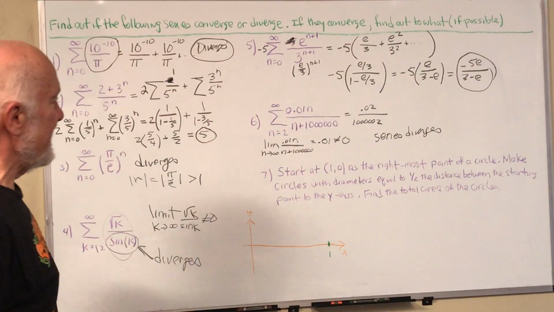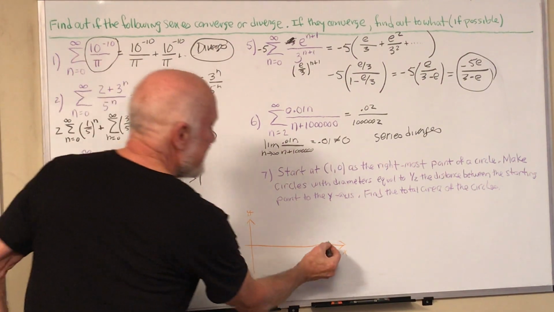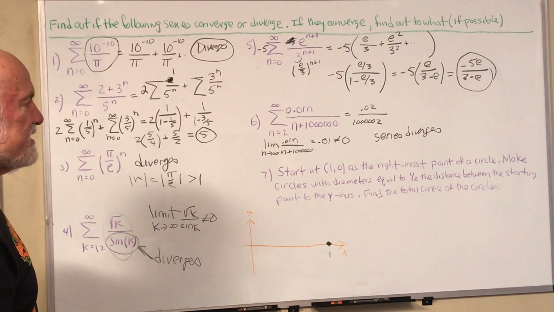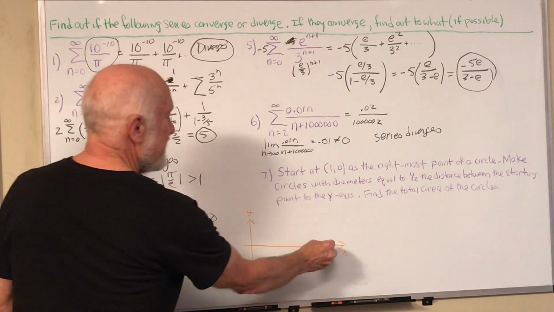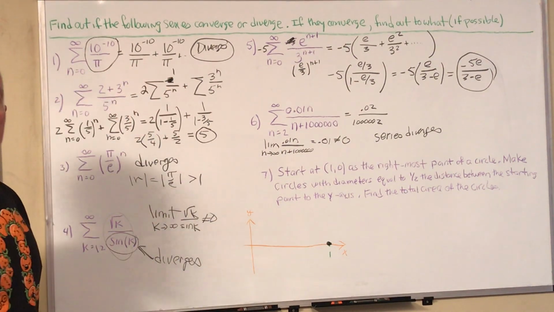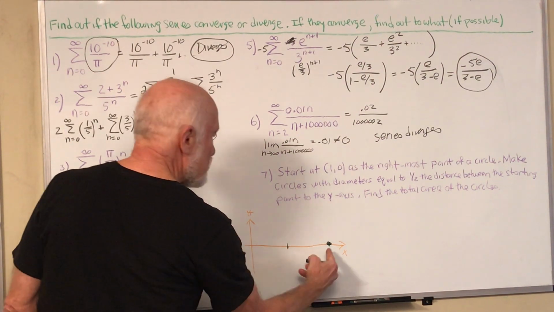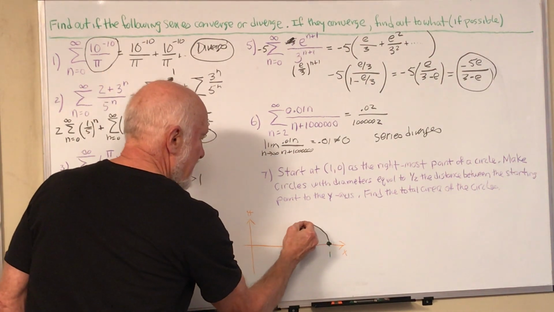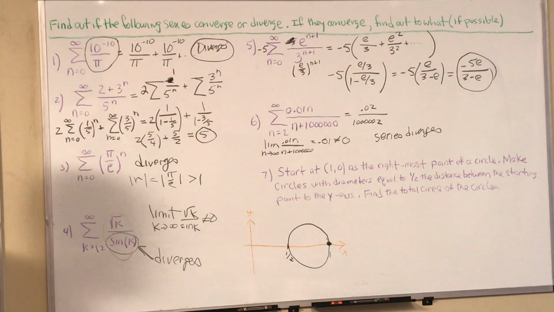Okay, so let's just end with a word problem. So this one says, start at the point 1, 0 as the rightmost point of a circle. Make circles with diameters equal to 1/2 the distance between the starting point and the y-axis, and find the total area of the circles. So 1/2 way between here and the y-axis would be at 1/2, and I'm going to make a circle with that diameter. And I have to find out the area.